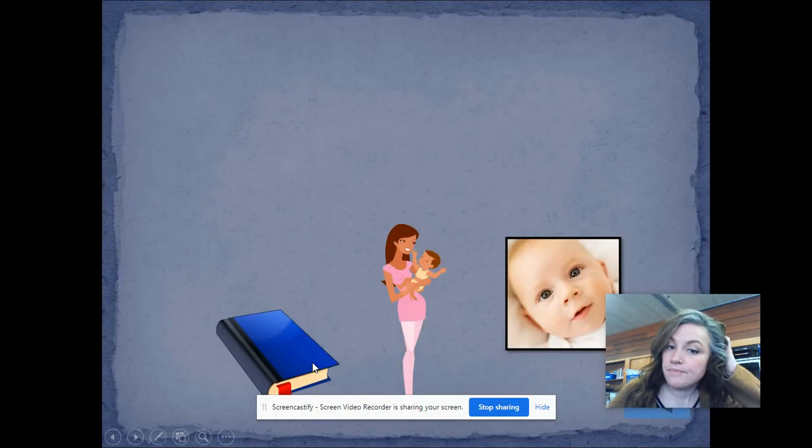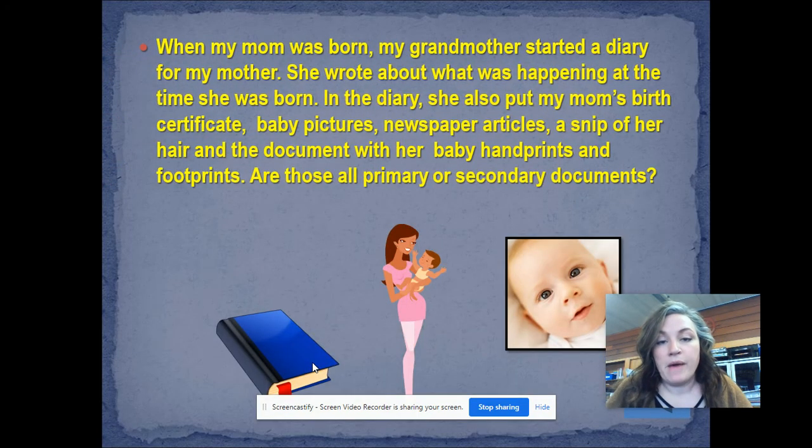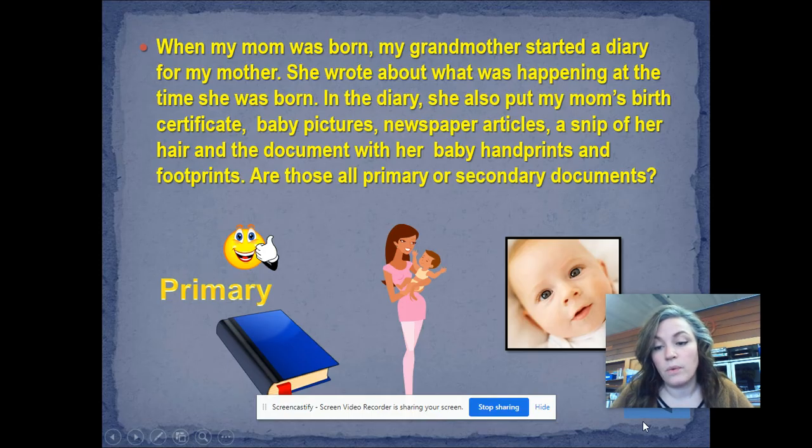All right, number 17. When my mom was born, my grandmother started a diary for my mother. She wrote about what was happening at the time she was born. In the diary, she put my mom's birth certificate, baby pictures, newspaper articles, a snip of her hair, and the document with her baby handprints and footprints. What would all of those things be? Okay, so our event is the birth of her mother. Were those things all around at that time or created later? The answer is those would all be primary. They were all created right around the time that she was born and when she was growing up.